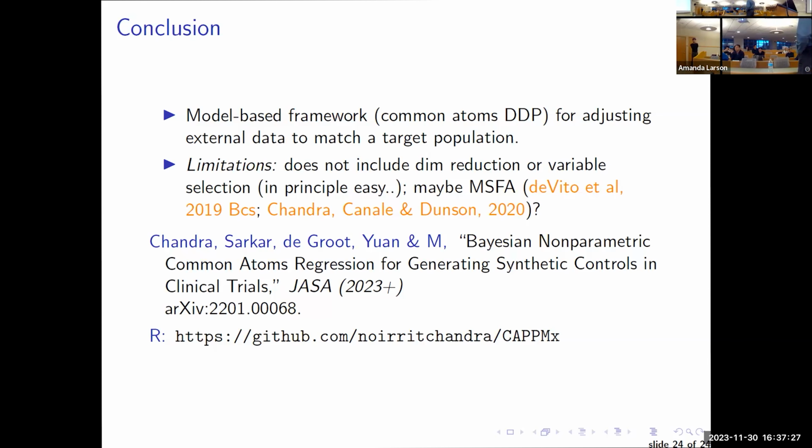Another question. I noticed that both your historical data and your single arm trial data are pretty small, and also the number of covariates is not large. So I was wondering how uncertain the cluster is, how many clusters did you actually identify?